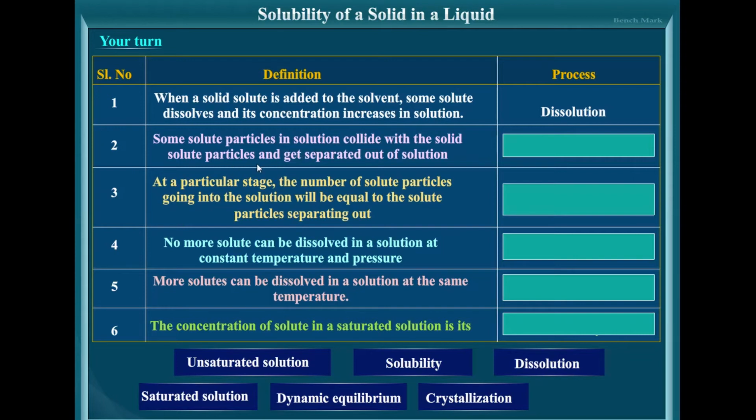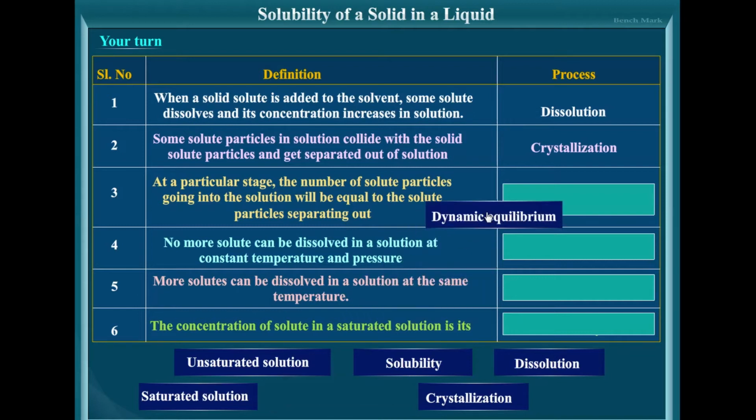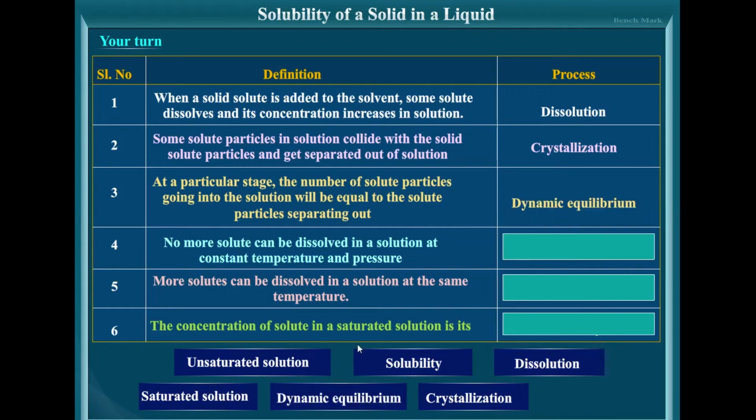Second one, some solute particles in solution collide with the solid solute particles and get separated out from the solution. So what is that process called? It has to be crystallization. The next one, at a particular stage, the number of solute particles going into the solution will be equal to the solute particles separating out. I discussed that in the beginning itself, and we have learned it last year also. That stage or state is called the dynamic equilibrium.